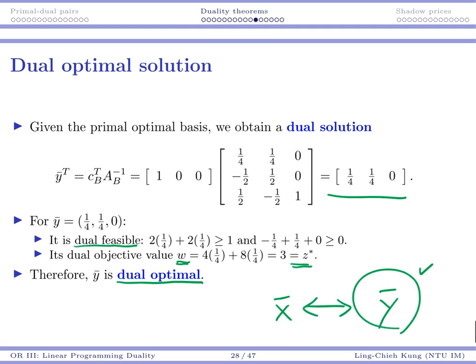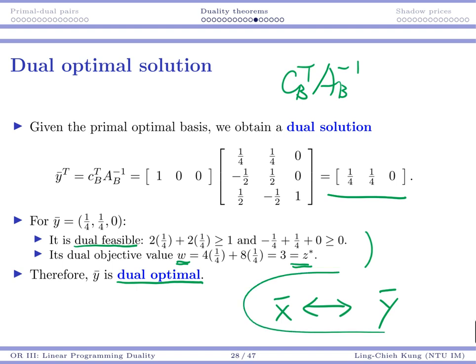So in this example, we show two things. First, c_B transpose A_B inverse really gives you a dual optimal solution. And second, with strong duality, we are able to verify whether one solution is really optimal or not. We don't need to run the simplex method. We don't need to take a look at whatever other conditions. All we need to know is that with strong duality, there is a way to verify whether one solution is optimal or not.